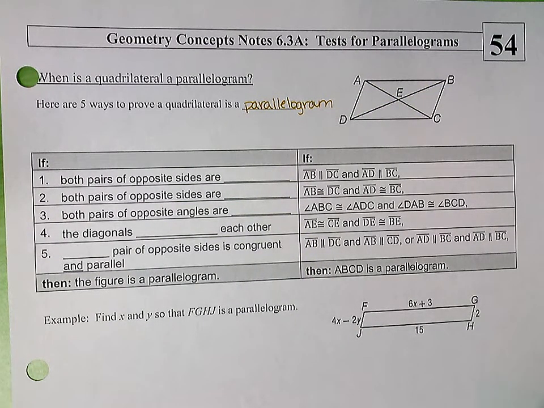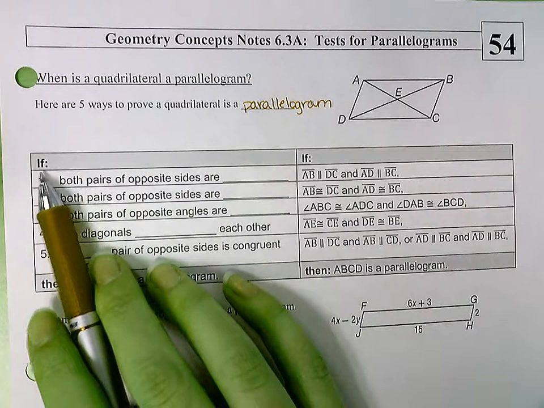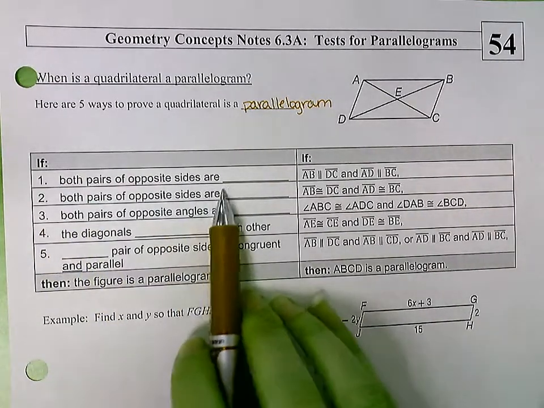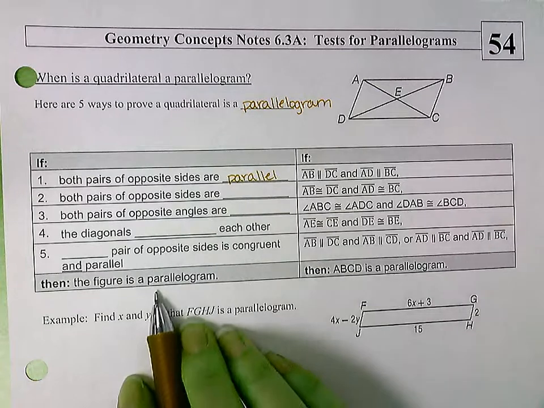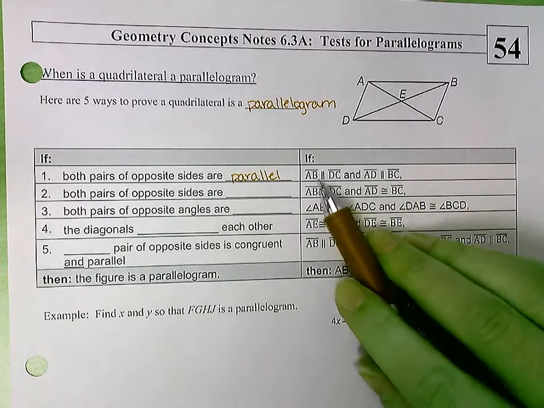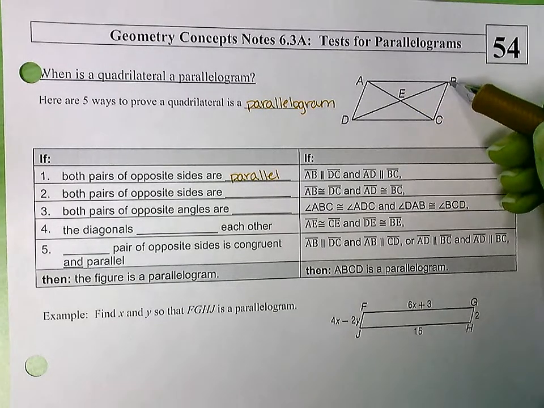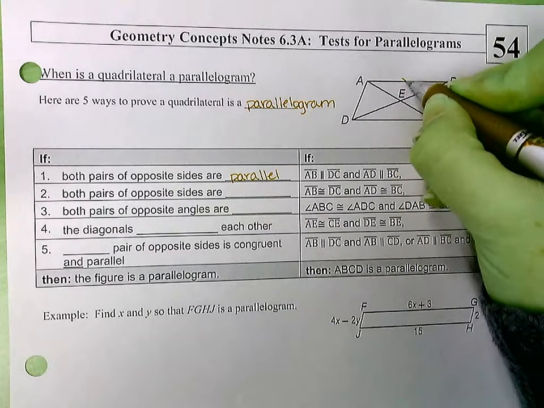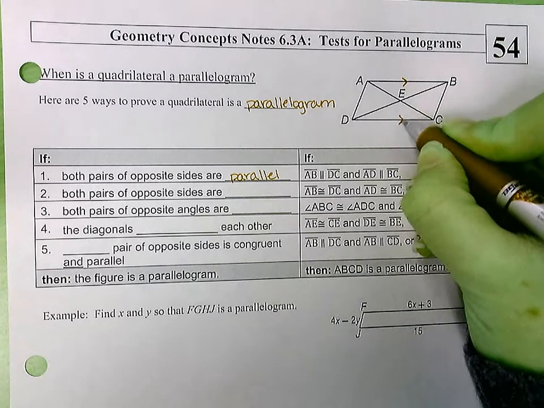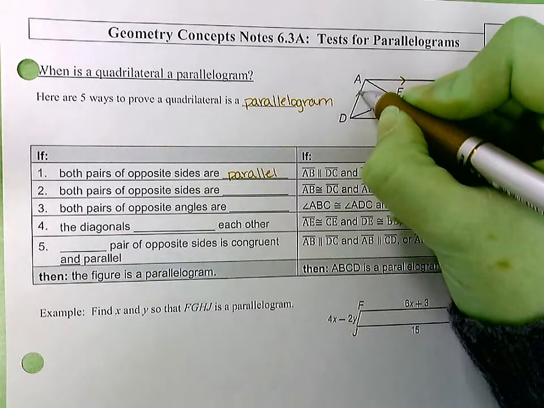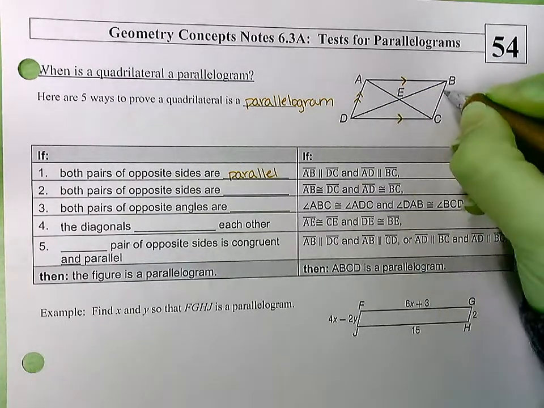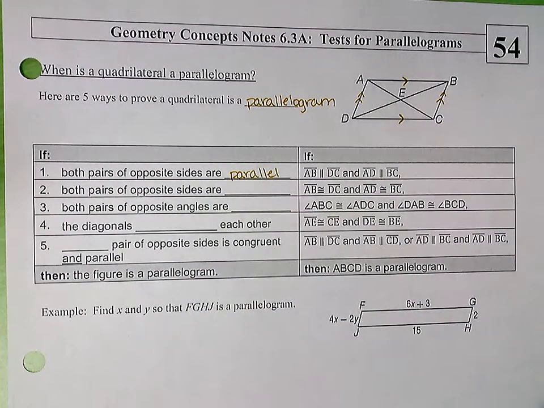Okay, so the first way to prove a quadrilateral is a parallelogram is if both pairs of opposite sides are parallel. Then the figure would be a parallelogram. So if I have side AB parallel to DC, meaning they have these arrows in them, right? And I have AD parallel to BC. So if both sets of sides are parallel to each other, that is a parallelogram.